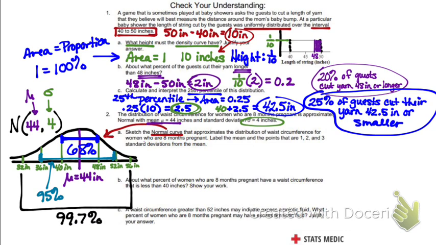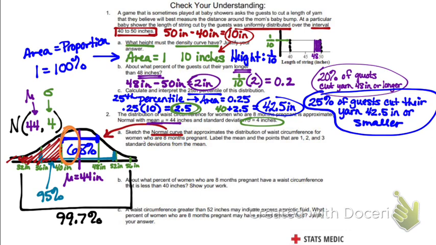They want to know about what percent of women who are 8 months pregnant, which is what this normal curve is showing me, have a waist circumference that is less than 40 inches. Where's 40 inches up here? 1 standard deviation. So that's less than 50%, right? 50% would be right there in the middle where the mean is. If I could figure out how much this was, I could do 50% minus that piece to get the area that's below it.